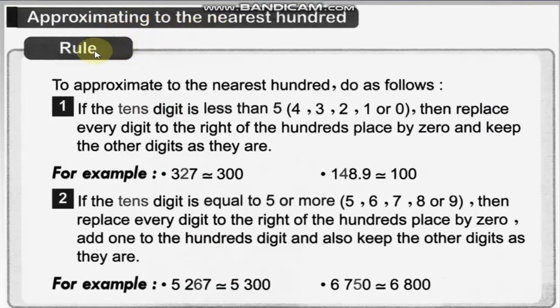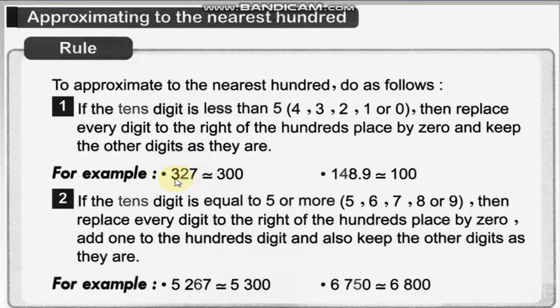Approximating to the nearest 100. To approximate to the nearest 100, do as follows. Number 1. If the tens digit is less than 5, like we said before, that means number 4, 3, 2, 1 and 0, then replace every digit to the right of the hundreds place by 0 and keep the other digits as they are. For example, 327.